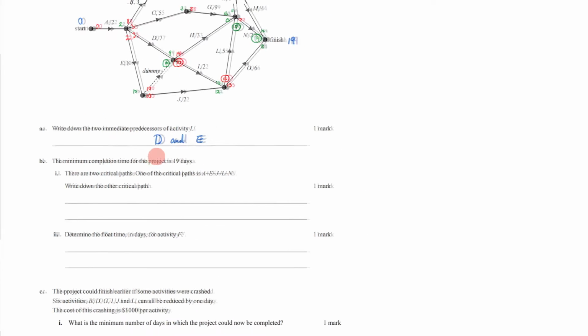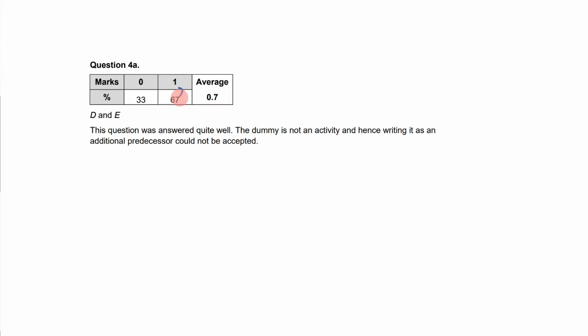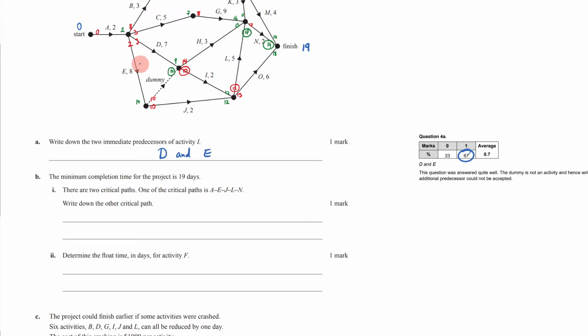My immediate predecessors. Let's look at our examiner's report to see how people did with this question. As you can see, D and E are our answers here. 67% of people got that correct. This question was answered quite well. The dummy is not an activity, and hence writing it as an additional predecessor could not be accepted. So you don't write dummy, obviously. What you do is you say, all right, E is coming through the dummy, but the dummy is not an activity. So important to notice.